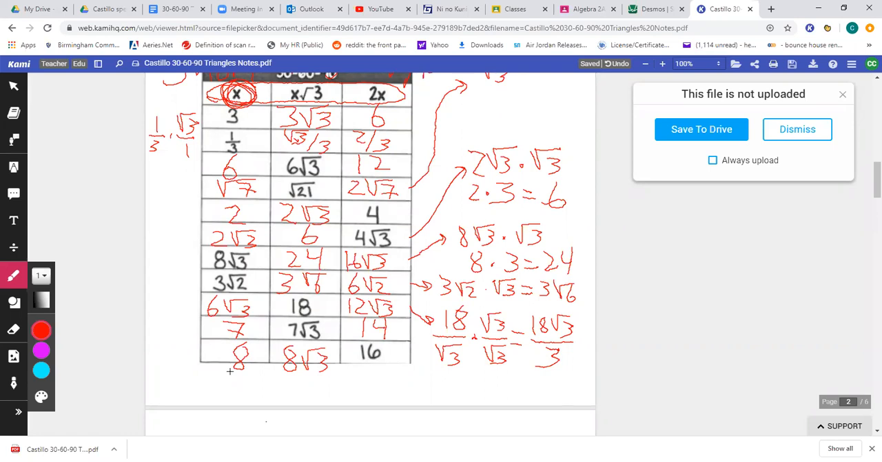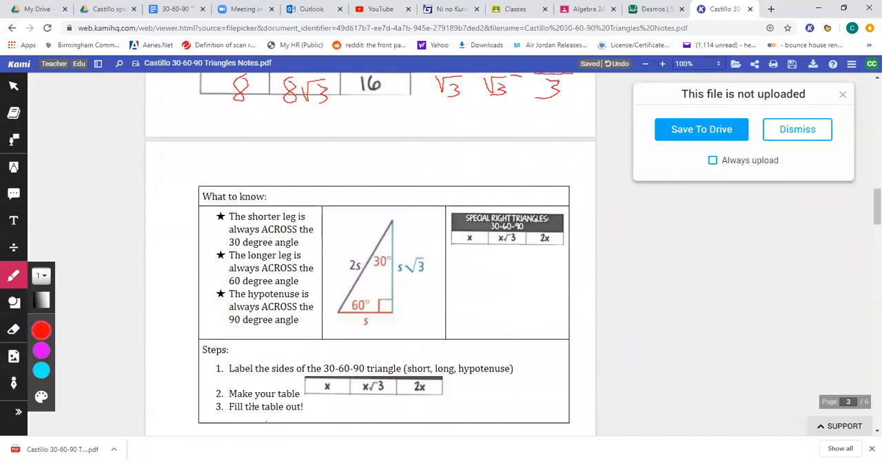Okay, so I'm going to go on to the next couple of problems. This is what your homework is going to look like. So a couple of things before we start. Always know the short leg is across the 30-degree angle. The long leg is across the 60, right? And then the one across the 90 is your hypotenuse. If you know how to make this table or arrange it, these problems should be really easy.